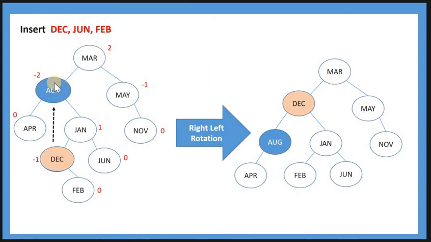So this is an unbalanced node. You have to use the double rotation, right-left rotation. So it is right and then followed by the left rotation. So this is your December, June and Feb. Now what is remaining? All are finished. Okay. So all elements are inserted and you are coming up with the final answer.